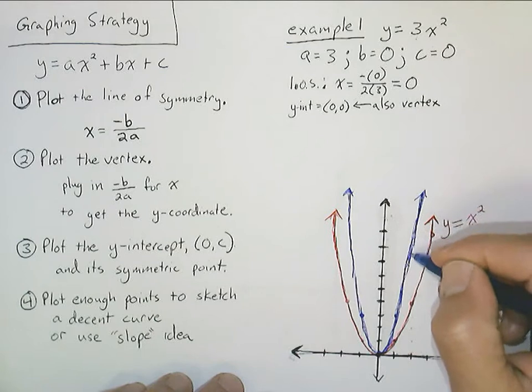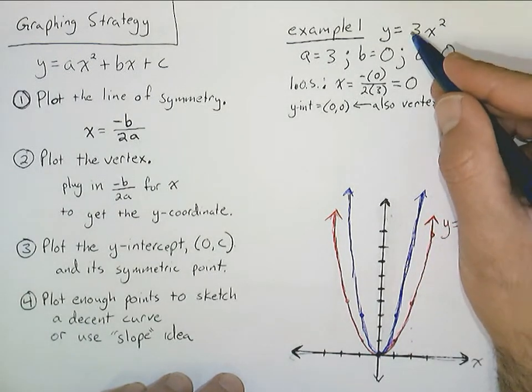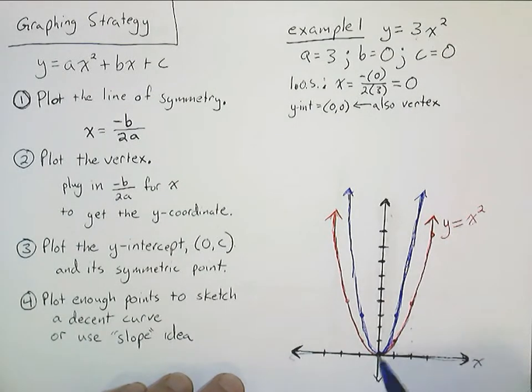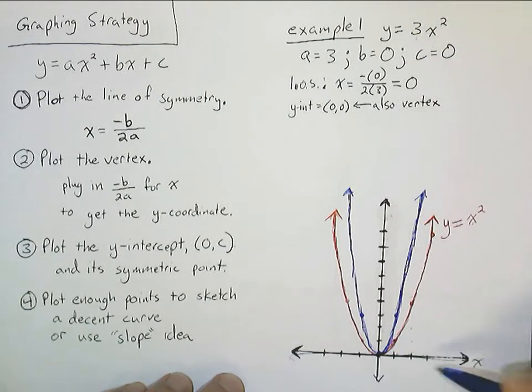You could, of course, just plot a few more points here. Plug in 1 for x. 1 squared is 1 times 3 is 3. So you know the point would be 1, 3. Plug in 2 here for x. 2 squared is 4 times 3 is 12. 2, 12. No big deal.